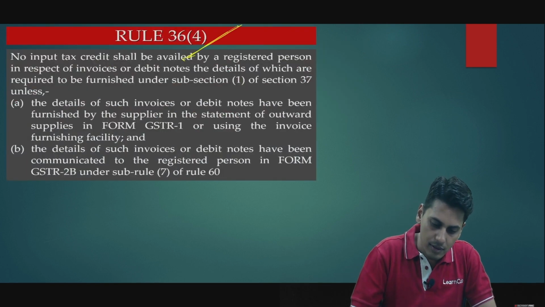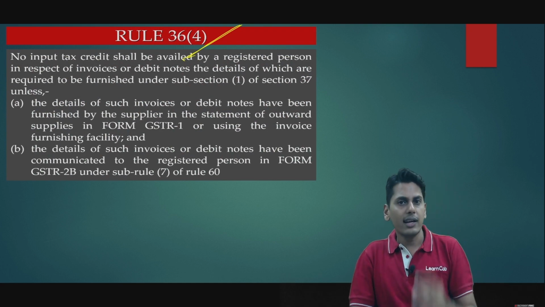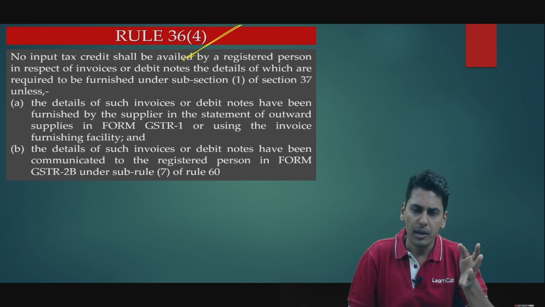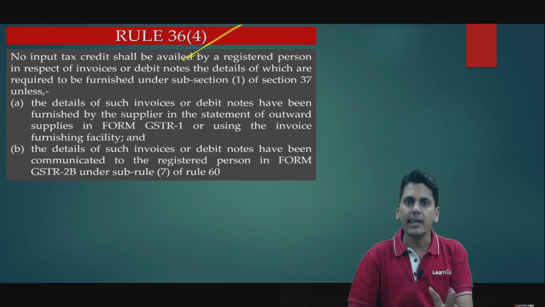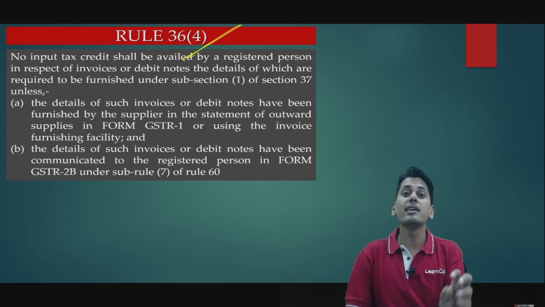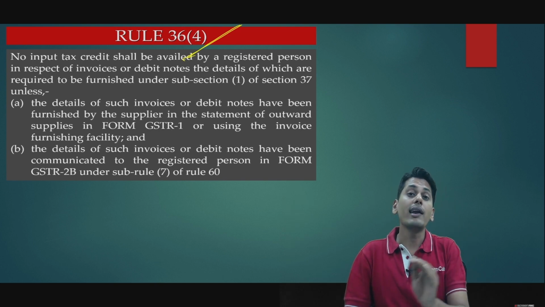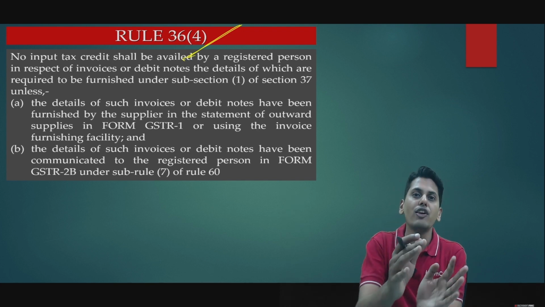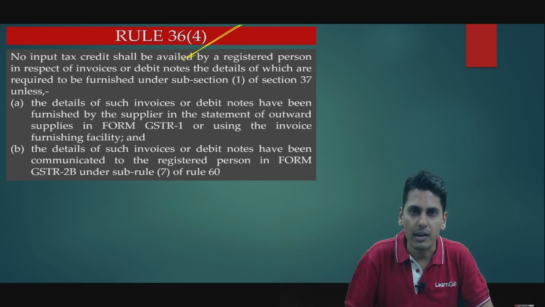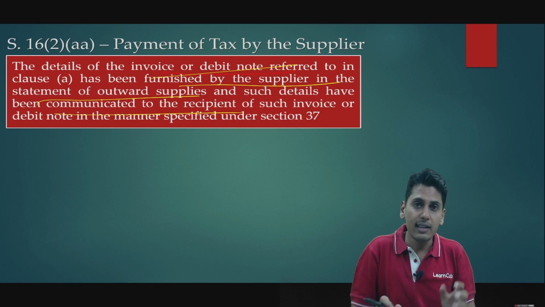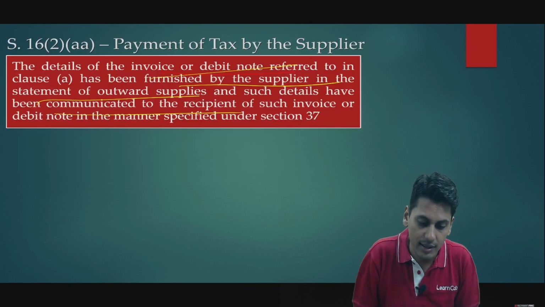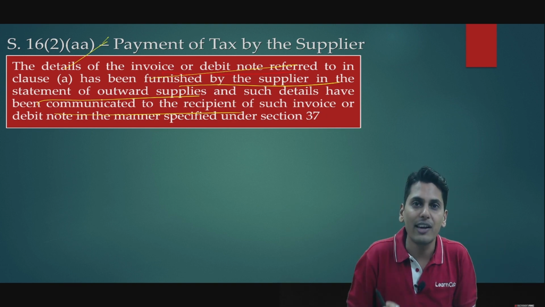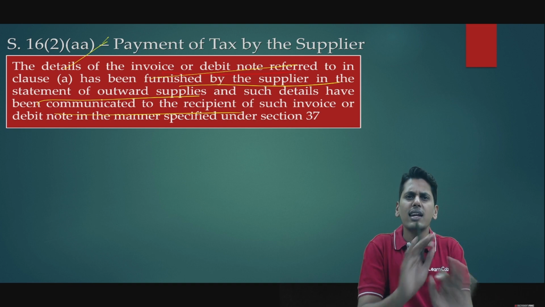So now friends, Rule 36(4). If you could recollect, prior to the amendment, credit could be taken to the extent of 105% of the eligible credits appearing in GSTR-2B. Now that 105% has gone, it is now 100%. That extra cushion of 5% which was available is no longer available. Why? Because this Rule 36(4) now has the statutory backing of 16(2)(aa), and 16(2)(aa) doesn't give any leverage of 5% or an extra 10%. No extra leverage is being given.